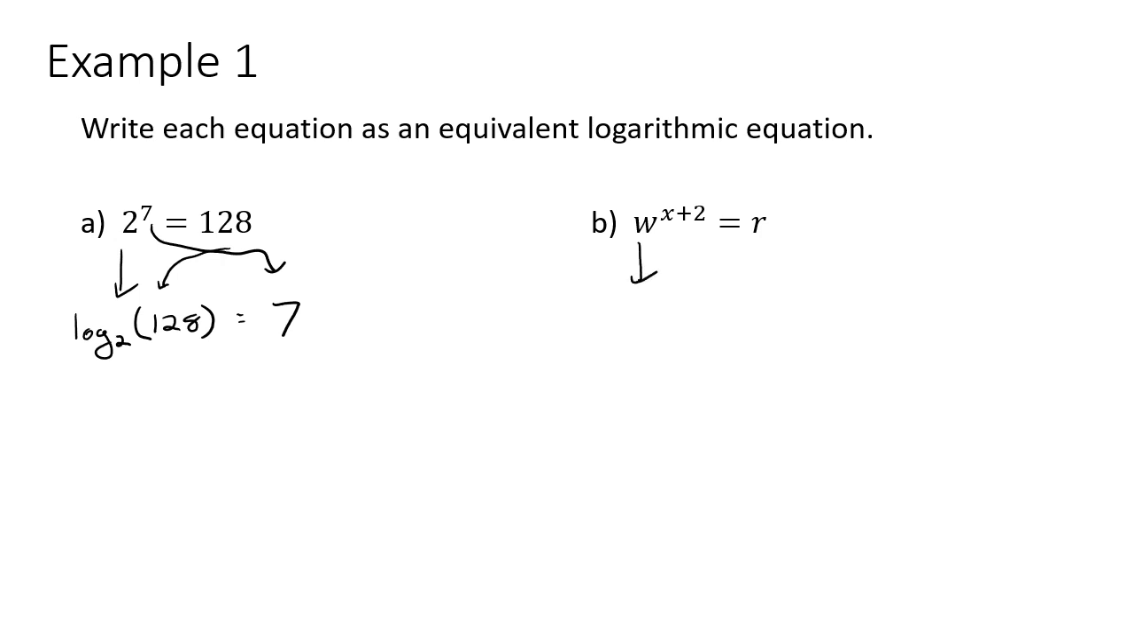All right, so once again, bring down the base. This is an exponent base W, so this is now going to be log base W. The R on the right moves over to the left inside of the logarithm, and the entire exponent of x plus 2 is going to move over to the other side of the equal sign. Even if you have multiple terms, either in the exponent or on the other side, the whole thing will shift across. So if this had been, for example, r minus 3 over on the right, all of that would have gone inside of the logarithm.